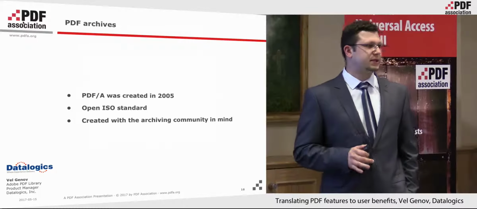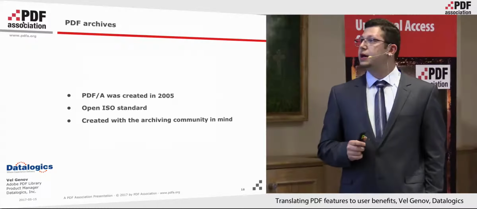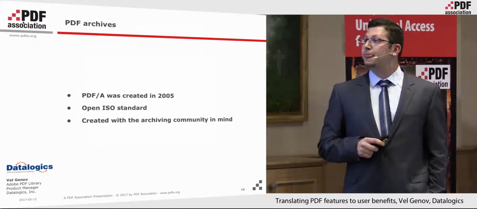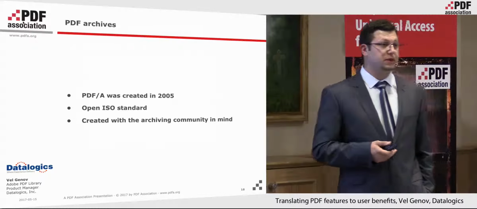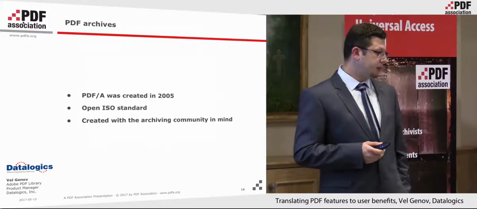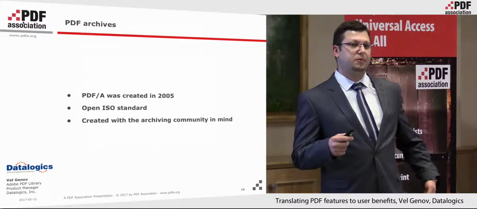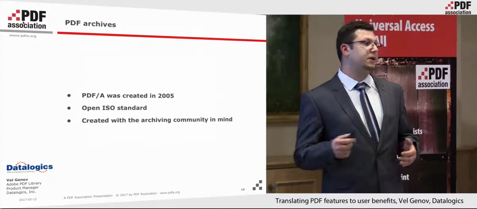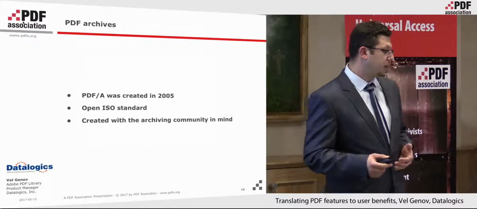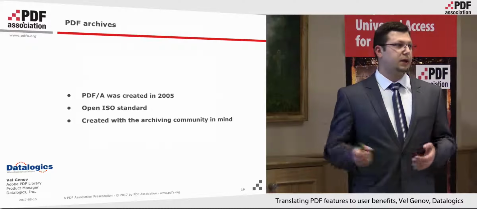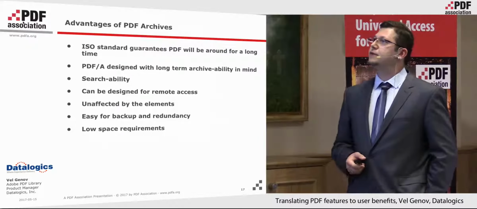PDF actually has a subsection called PDF/A that was created in 2005, and that's there specifically for archiving. PDF/A is an open ISO standard, again, just like PDF, although a separate standard. And PDF/A is created with the archiving community in mind. PDF/A was actually modeled based on some of the experience that people got with the TIFF file format and building on top of it. And that's why it's such a good standard for archiving. Now, some of the advantages of PDF/A.